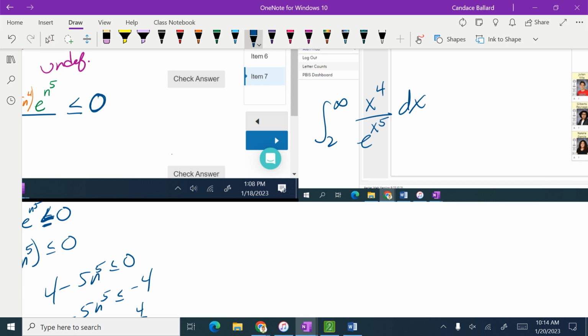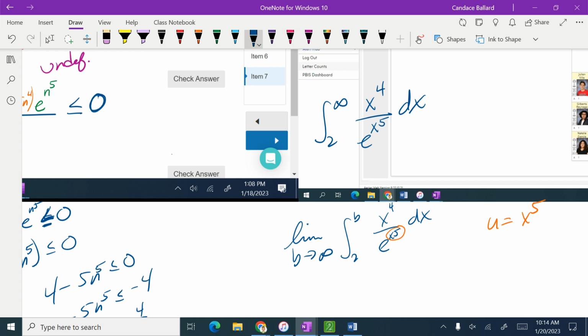So I have to start with the limit as b approaches infinity, not n. The integral from 2 to b of x to the 4th over e to the x to the 5th dx. Okay. What's the u? I would just use x to the 5th, right? Because I don't have another e sitting there. Yeah. So x to the 5th.